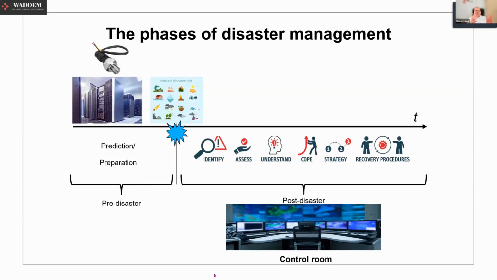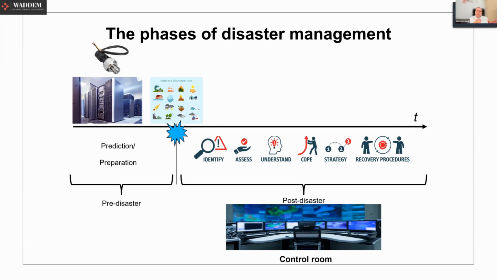In the literature, when you look at disaster management, you will see such descriptions. You may classify activities related to this topic as pre-disaster and post-disaster activities. In pre-disaster activities, you try to prepare yourself and you want to predict when disasters could happen and what could happen if a disaster happens, and so forth. These are all activities that belong to the pre-disaster phase.